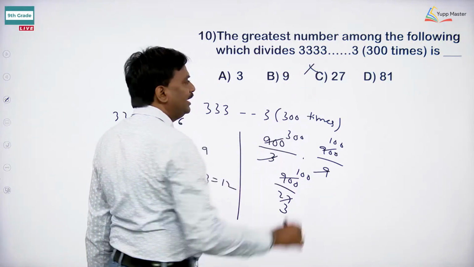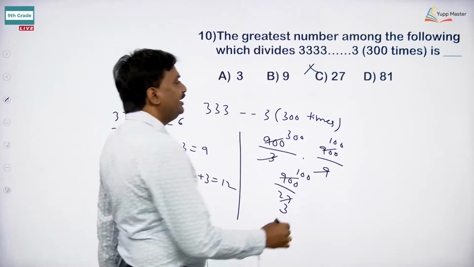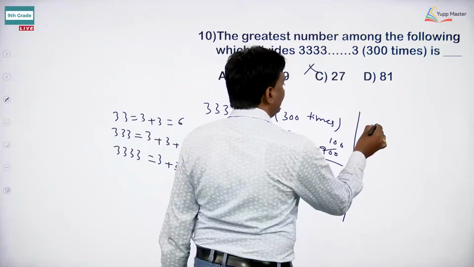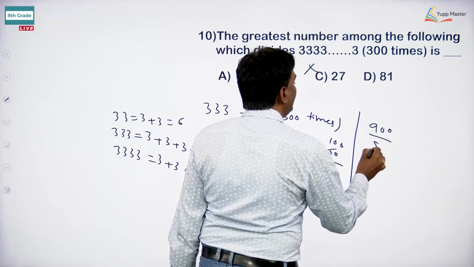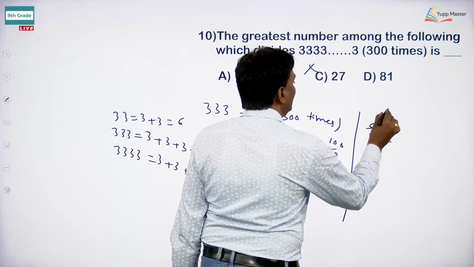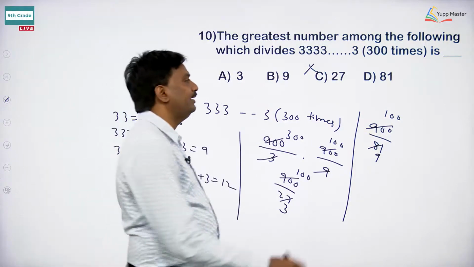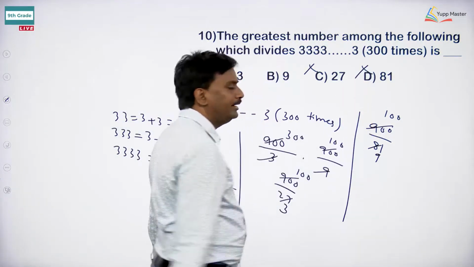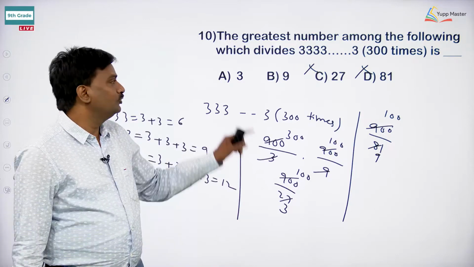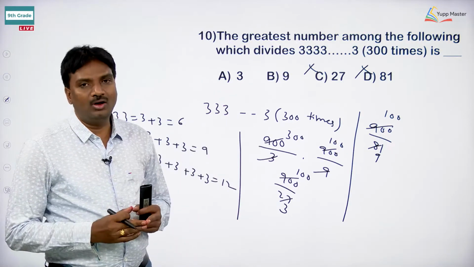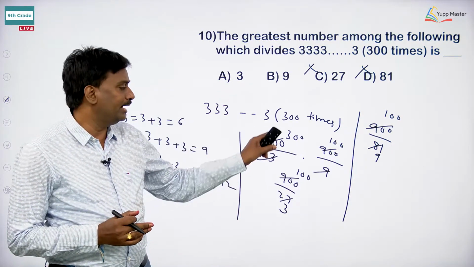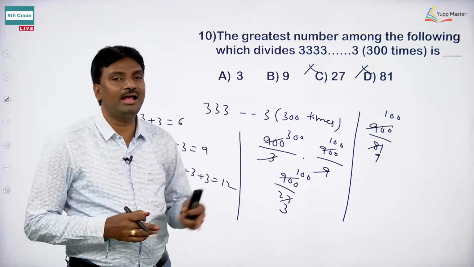So we can eliminate option C. If we take option D, that is 81, 900 by 81 is 100 by 9, but 100 is not divisible by 9. So that's why we can eliminate option D also. So here 3 and 9 are correct, where 900 is divisible by both 3 and 9.